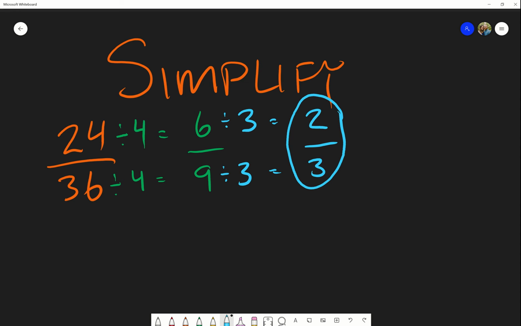We're simplifying fractions by dividing. We want to just keep dividing the numerator and denominator by the same thing until we get to our smallest numbers. All right, so there is simplifying.